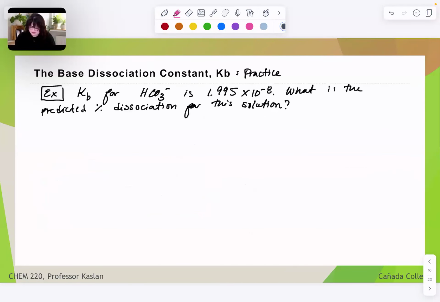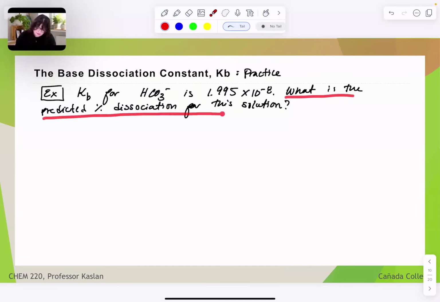So let's look at a practice problem. Base dissociation constant, practice. Here I am given the bicarbonate ion. The bicarbonate ion does act as a Bronsted-Lowry base when it is in water. And it has a very, very small base dissociation constant, or Kb, of 1.995 times 10 to the negative 8. And I ask here, what is the predicted percent dissociation for this solution?